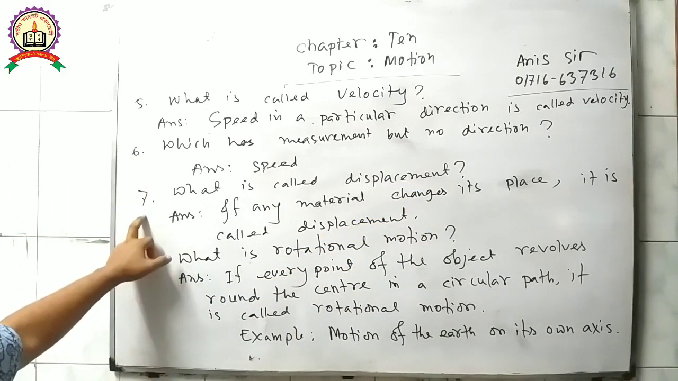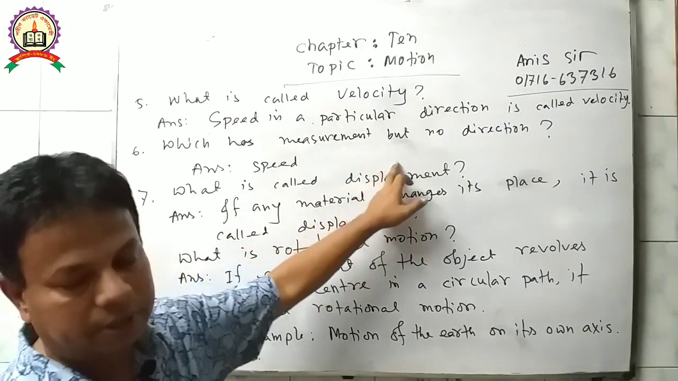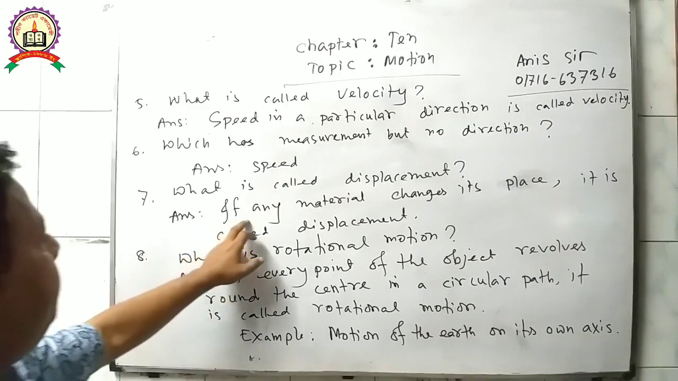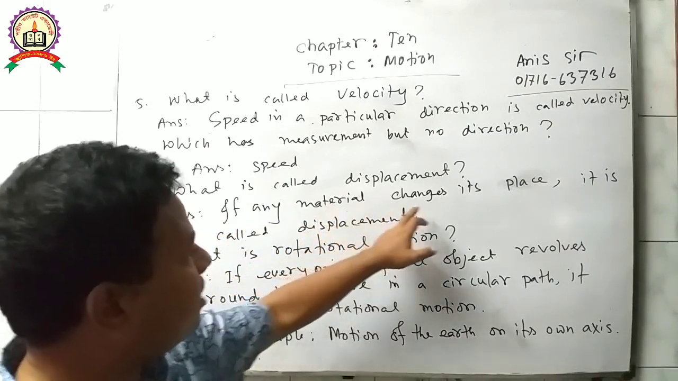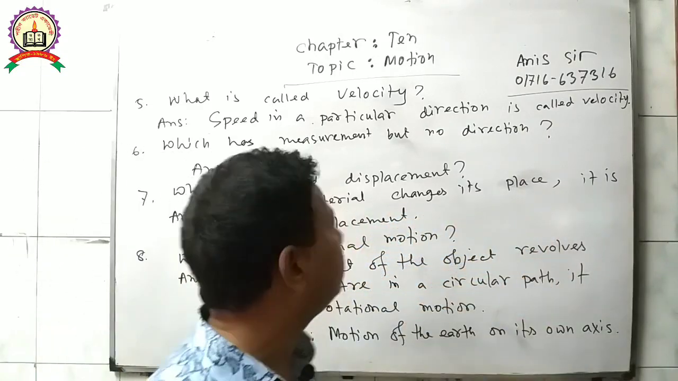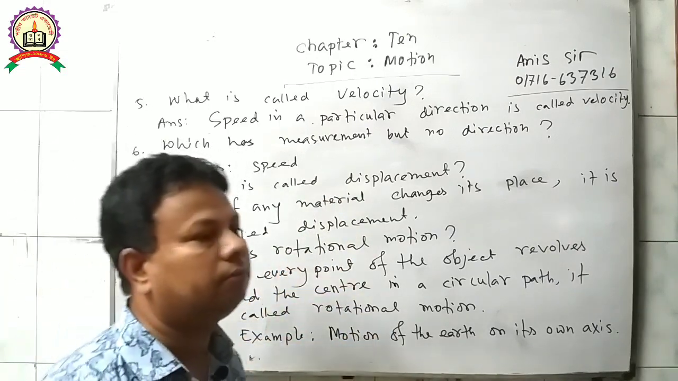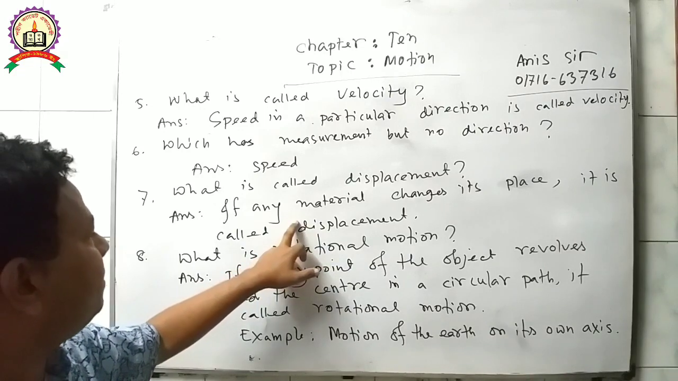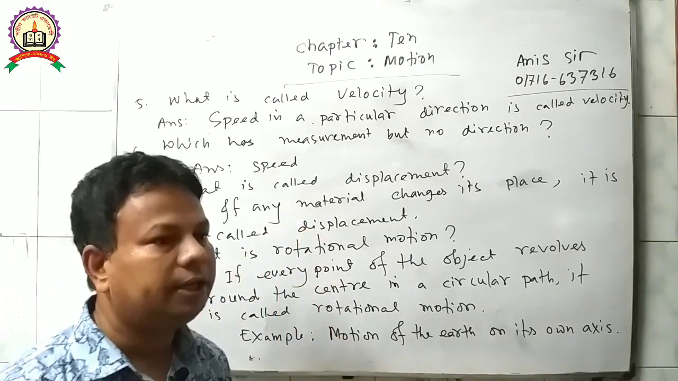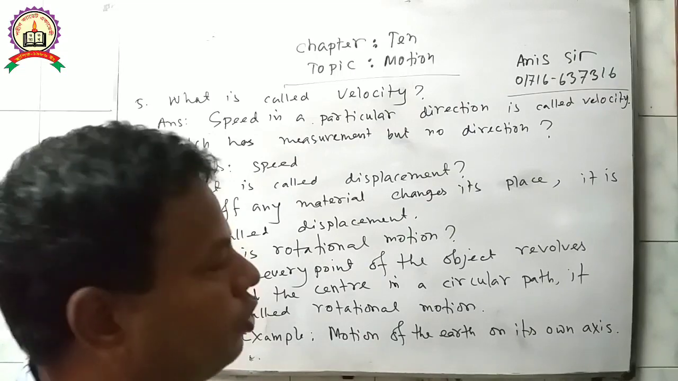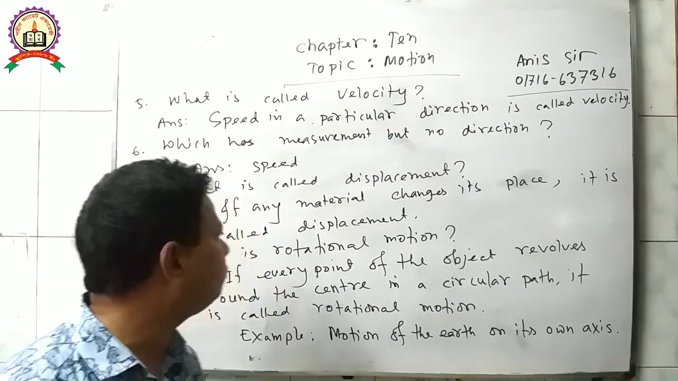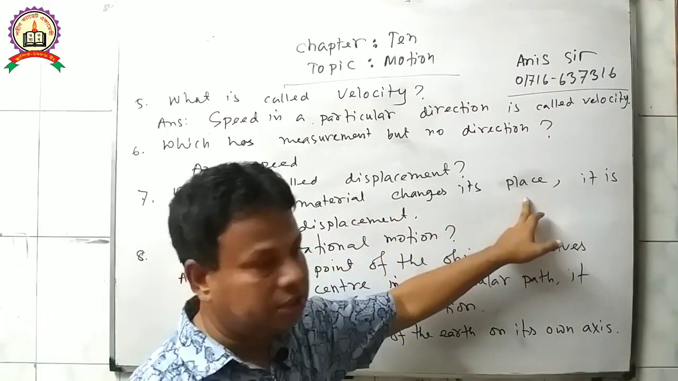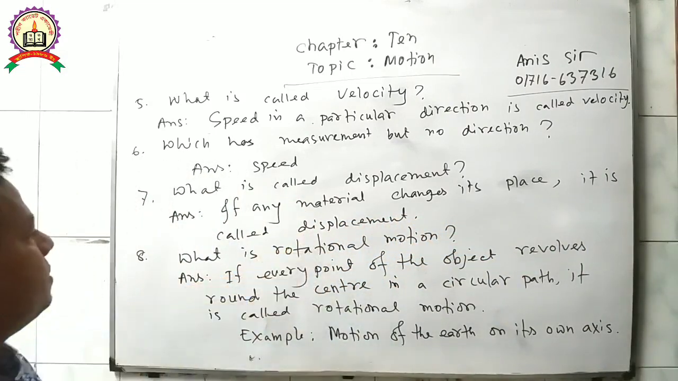Question number 7. What is called displacement? Answer: If any material changes its place, it is called displacement. You already know displacement. If any object changes its position, its place, it is called displacement.